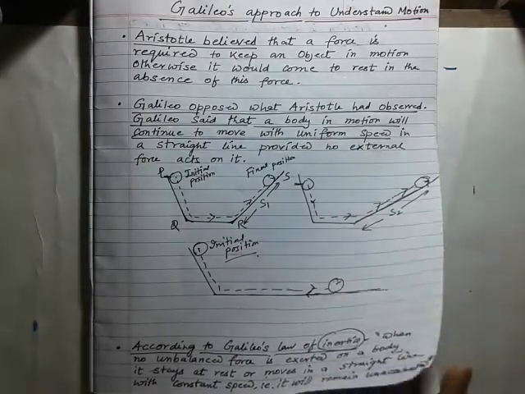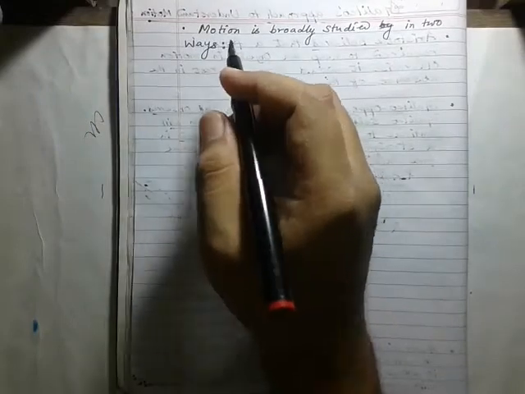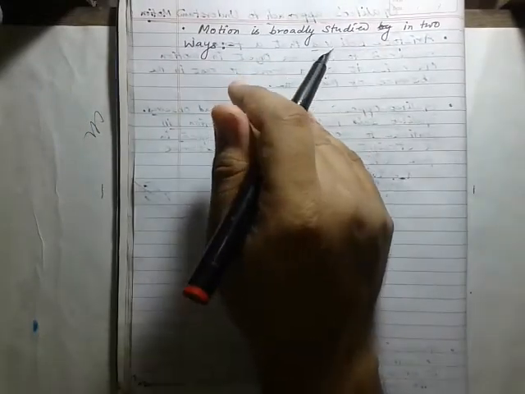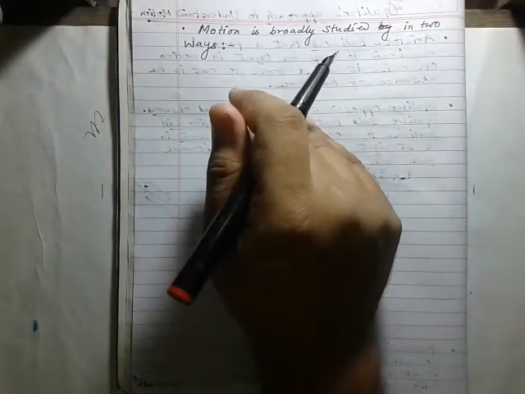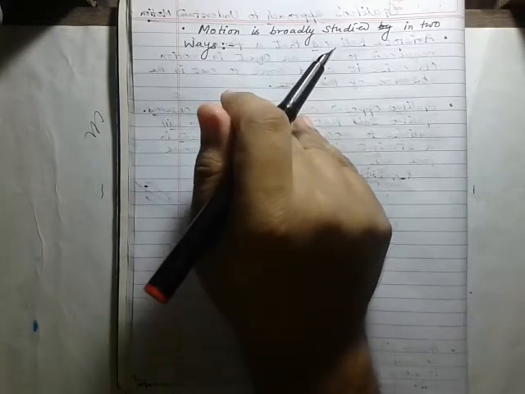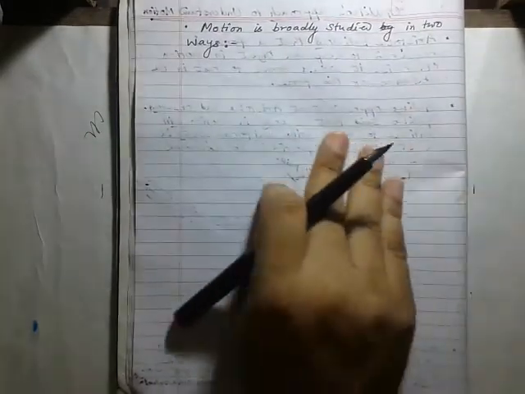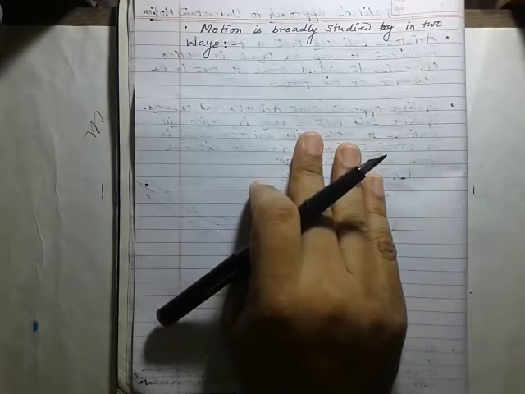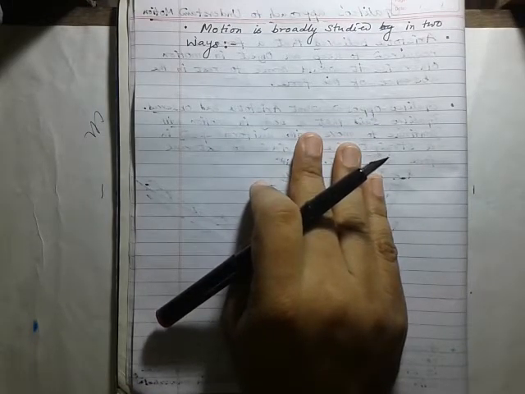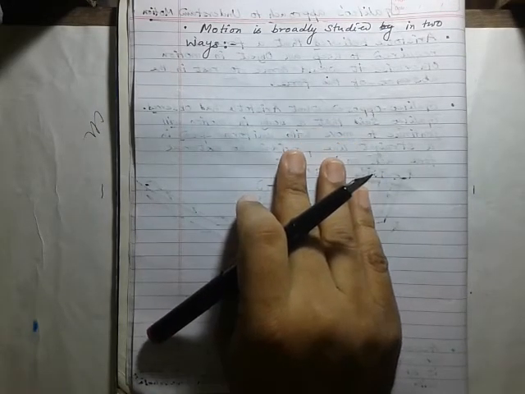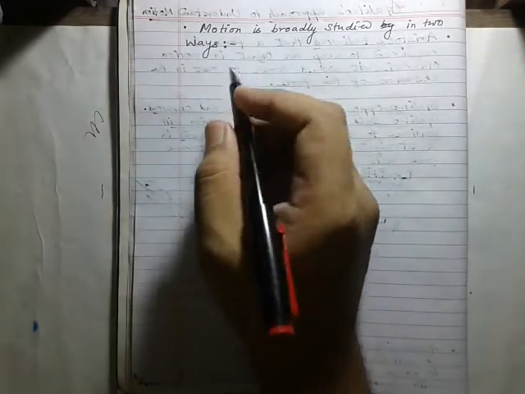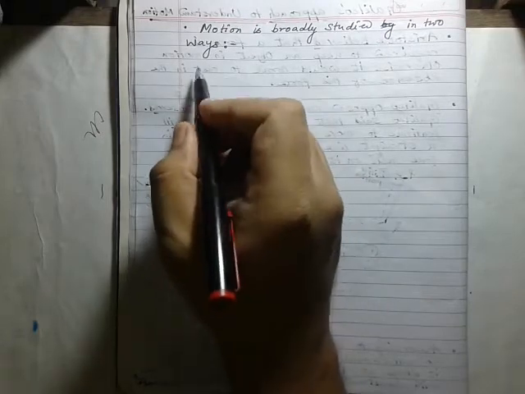Now we learn about two different branches of study we normally do in physics. The first one is kinematics and the other is dynamics. The difference between kinematics and dynamics is that the branch of physics which deals with the study of motion without taking care of the cause is called kinematics.